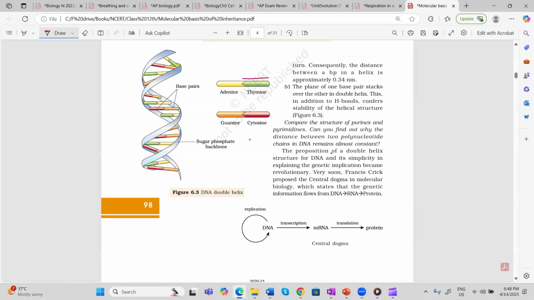Now this proposition of the double helix structure, and so much simple structure, became like a revolutionary. Francis Crick proposed the central dogma of biology. According to the central dogma of biology, DNA can make DNA by the process known as replication.